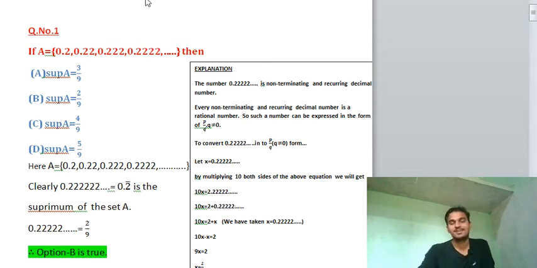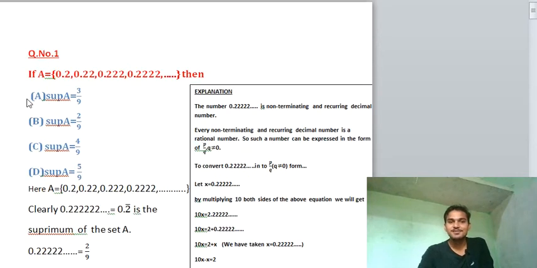Having observed the pattern among the elements of the set A, we can know that 0.22222 dot dot dot, that is 0.2 bar, is an upper bound of the set A. Yes, it is the least upper bound of the set A. We know 0.22222, that is 0.2 bar, is an upper bound of the set A, and it is the least upper bound of the set A. So this is the supremum of the set A.